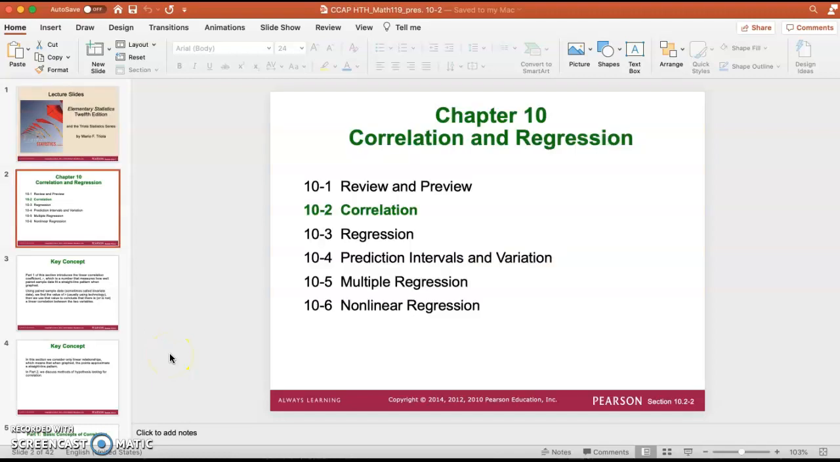Okie dokie. So we're going to talk now about section 10-2, so get into chapter 10 here, and this one we'll talk about correlation. And so for chapter 10, we're just going to talk about this section, then the next section, and those two will be enough for some of the most important ideas with correlation and regression.